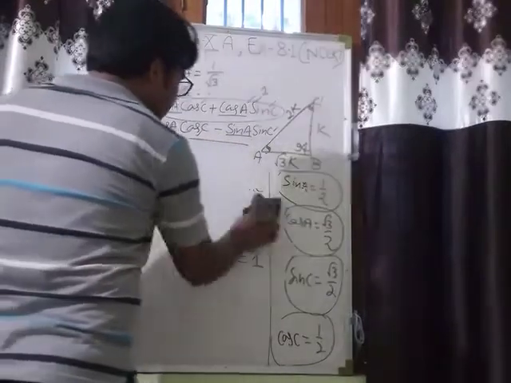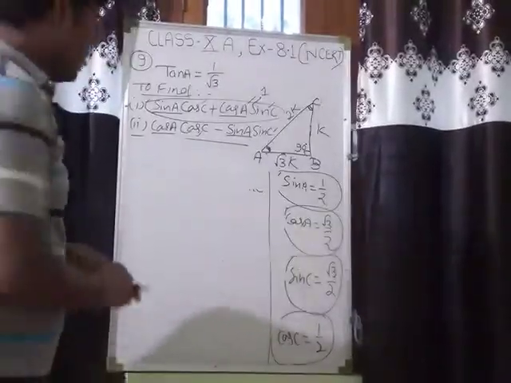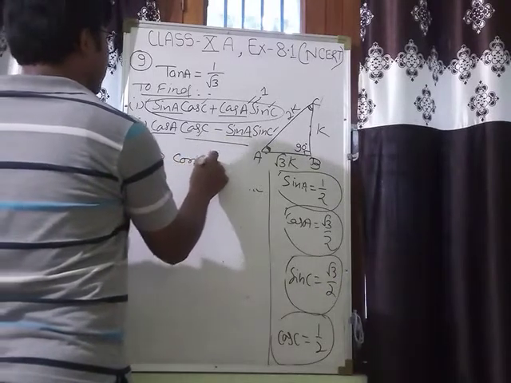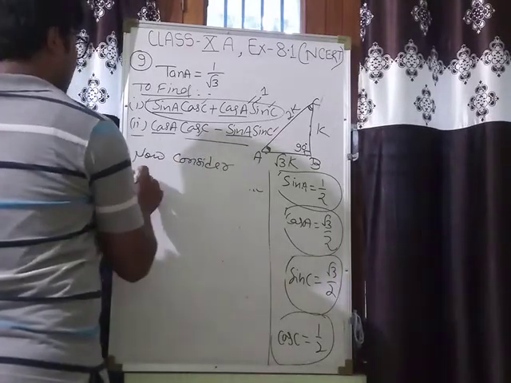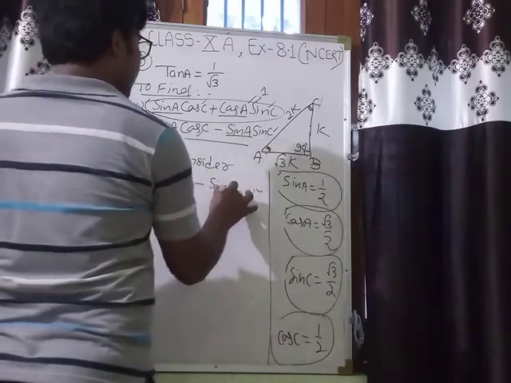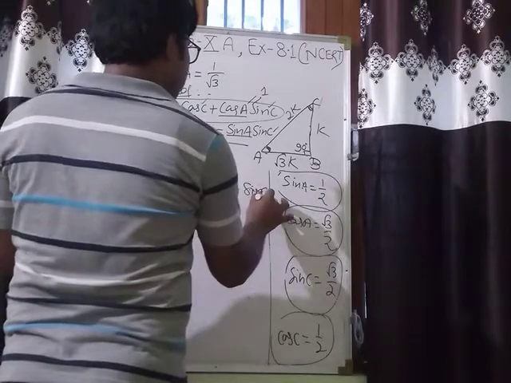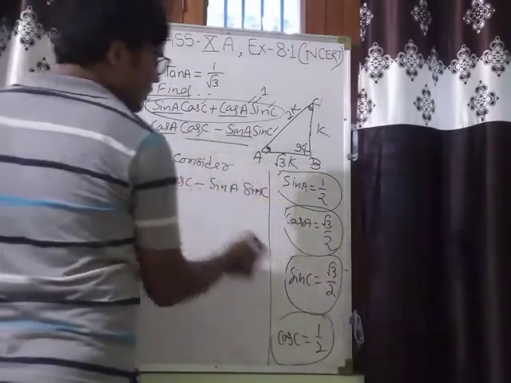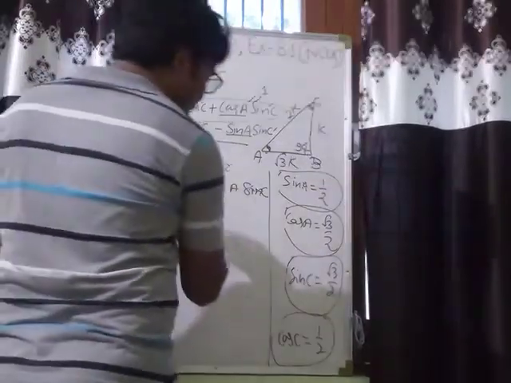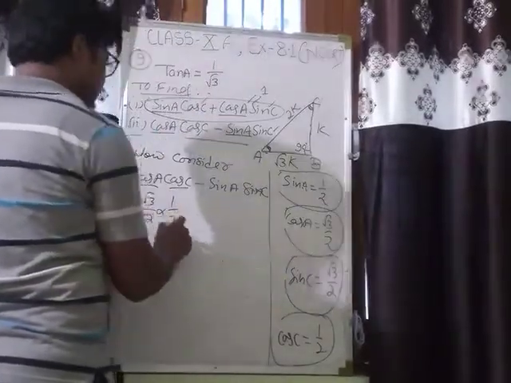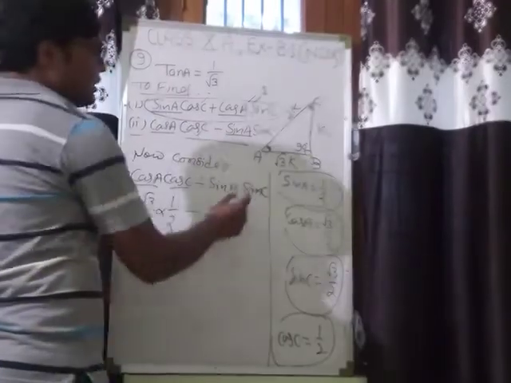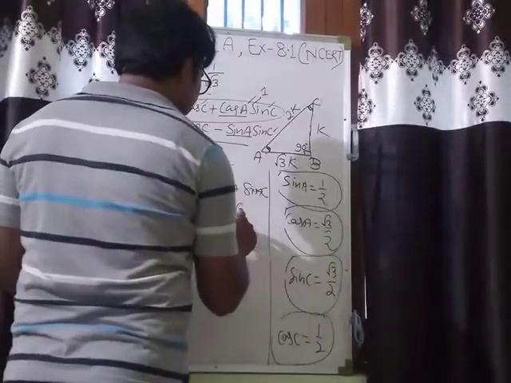So now consider cos A cos C minus sin A sin C. See, the value of cos A is what? Root 3 by 2. And what is the value of cos C? Cos C is 1 by 2. Minus, what is the value of sin A? 1 by 2. And what is the value of sin C? That is root 3 by 2.